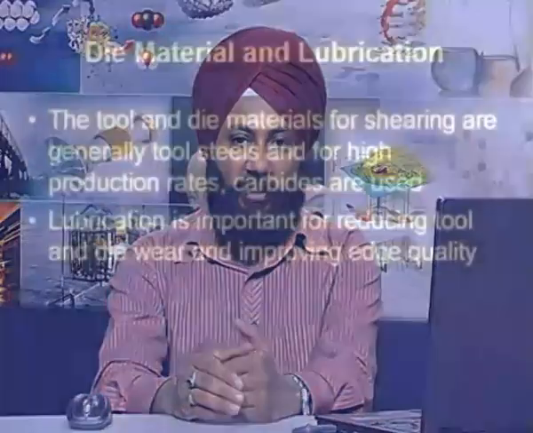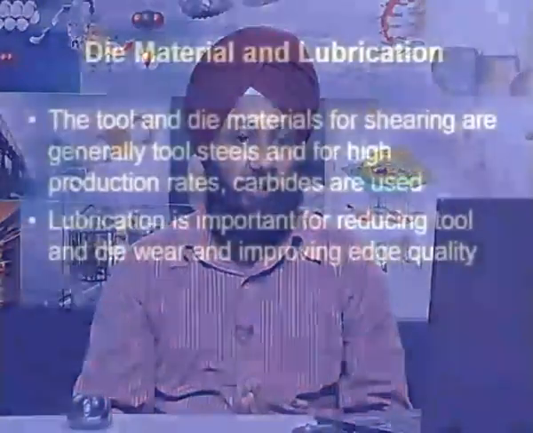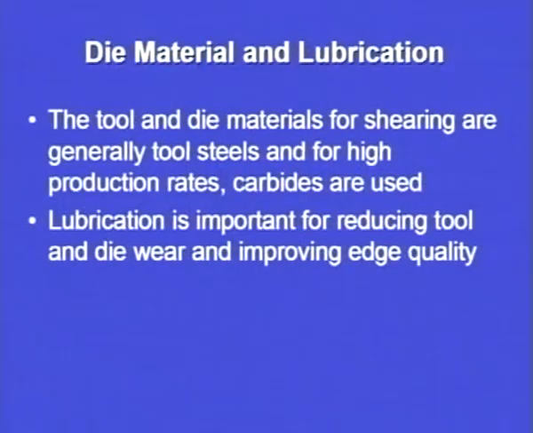Similarly, lubrication is important. Why is lubrication important? Because it reduces tool and die wear. Here we see that the punch is coming and going into the die. Although there is some clearance provided, in between the punch and the die there is metal, so there is a continuous friction that is always present. So, lubrication is important as it reduces the tool and die wear. Wear of the die is avoided if we use the proper lubrication arrangement.